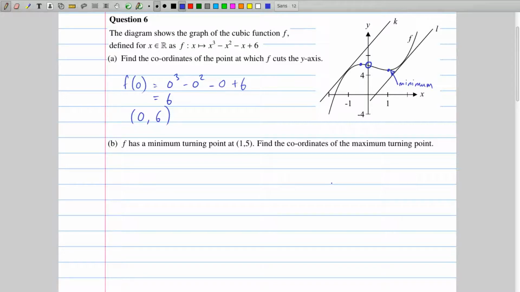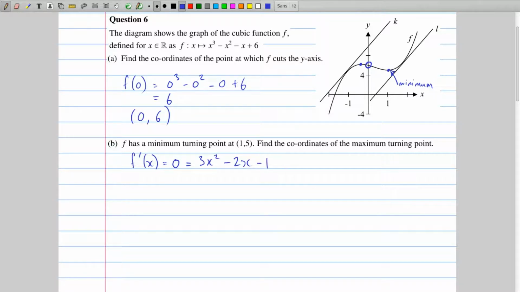But the main question here is, how do you actually find one of these turning points? And the answer to that is, you know that all turning points, because they're pretty much horizontal, they have a slope of 0. And so what you can do is you can set the first derivative of the function to 0, and you'll get an equation that you can solve. Well, what is the first derivative of this function f? Well, the x cubed becomes 3x squared when you differentiate. The minus x squared becomes minus 2x, and the minus x becomes a minus 1.